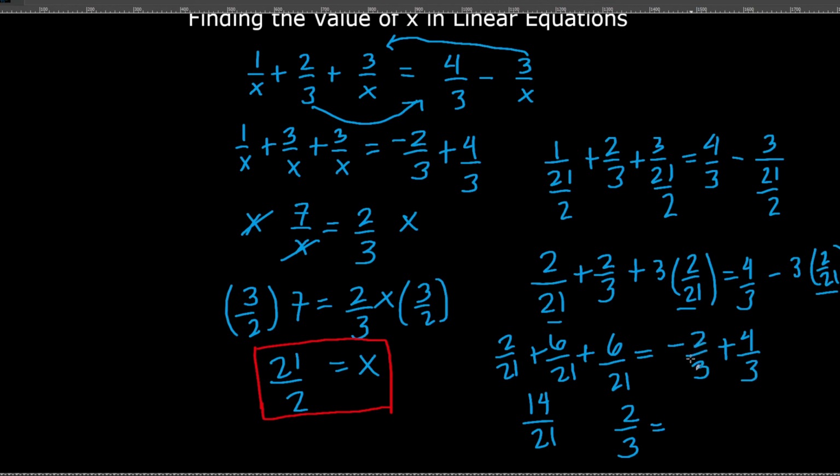So, note that negative 2 plus 4 is equal to 2. And then, since same na 3 yung denominator, 3 lang din to. So, kung mapapansin nyo, equal ang left side at saka right side. So, that means, x is equal to 21 over 2. At tama yung nakuha nating sagot.